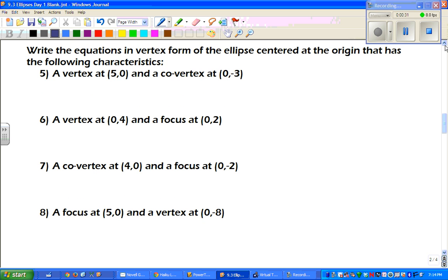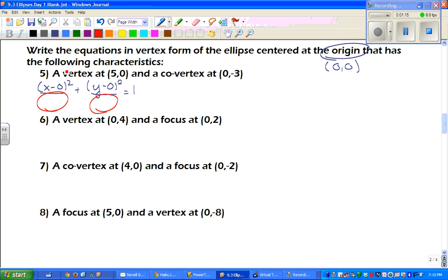Show these right here. This tells us to write equations in vertex form of the ellipse centered at the origin that has the following characteristics. The nice thing is, because it's centered at the origin, every center value is going to be the point 0, 0. So when you substitute these values in, this would be x minus 0 squared over some number plus y minus 0 squared over some number equals 1. Really, we're just trying to find out what's going to go underneath x and what's going to go underneath y. To do that, they gave me some information.